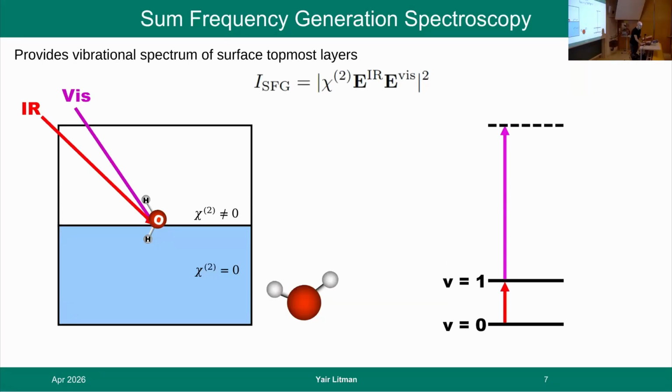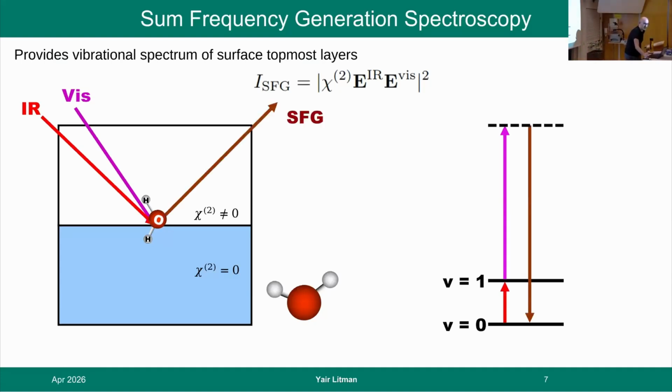So you see here that I am putting it with my very sophisticated PowerPoint skills, my IR pulse, my visible pulse, and then if you do things correctly, you will have the emission of the signal, which has double the frequency, and that's what gives the name sum-frequency generation. And this spectroscopy has a lot of important features.